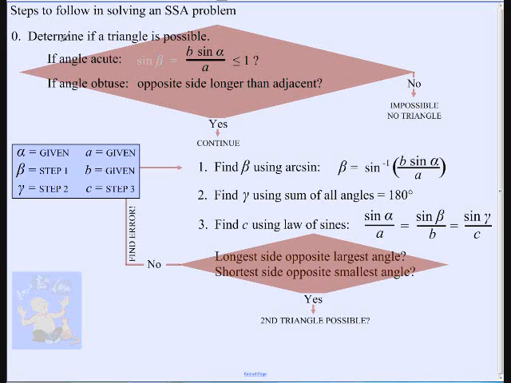As you're getting started, you should determine whether or not a triangle is possible. This is going to inform what you do later on. So you're in an ambiguous case. You can recognize that. That's a case where you have side-side angle.